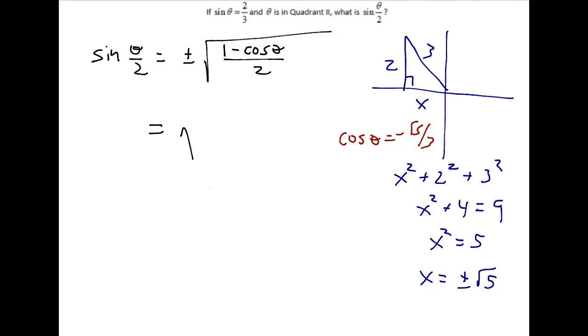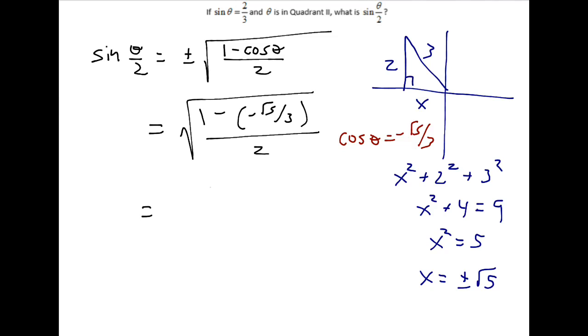Okay? So the square root of (1 minus cosine of theta), but cosine of theta is equal to negative radical 5 over 3, and all of this over 2. So we can clean this up just a little bit. We get 1 plus radical 5 over 3, and all of this over 2.